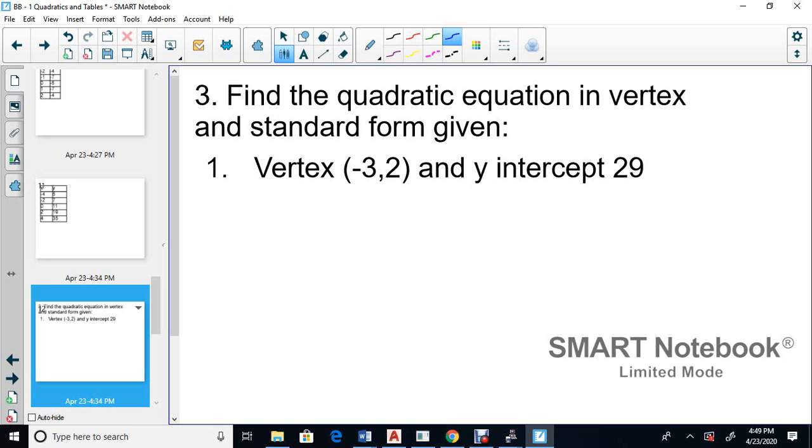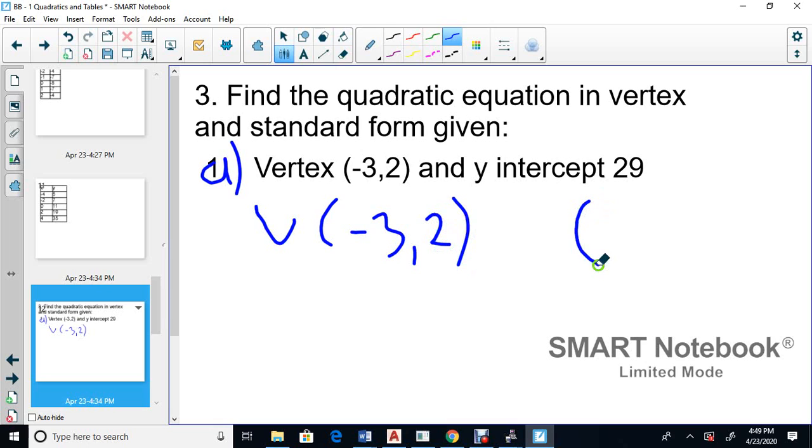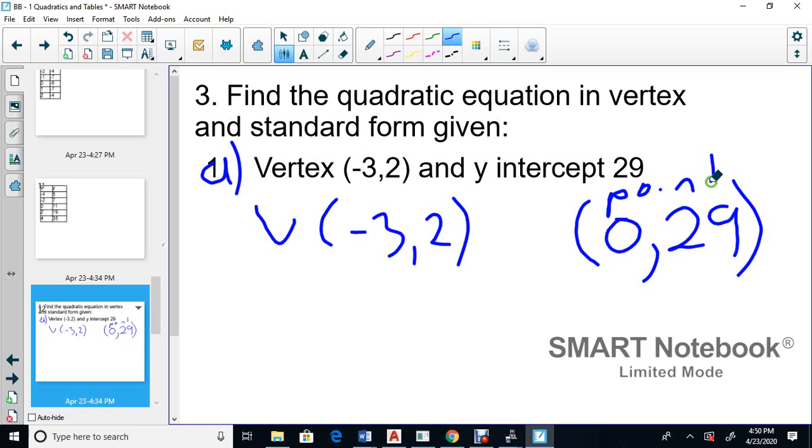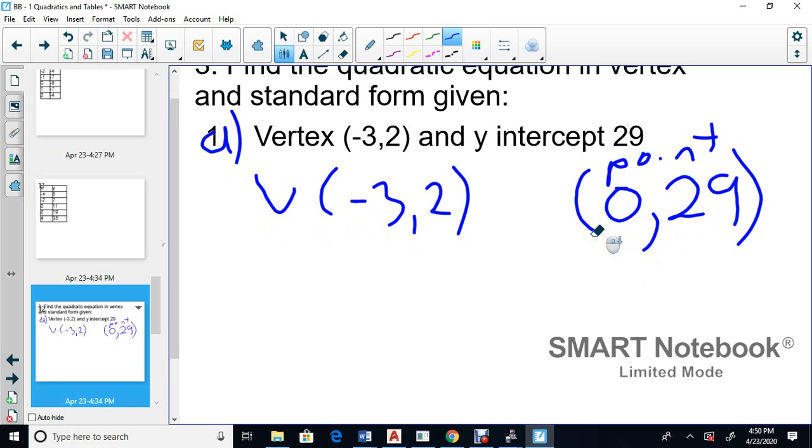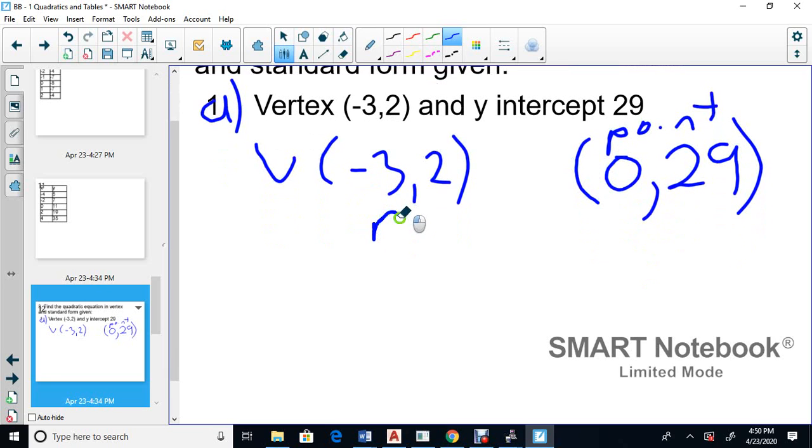So let's look at A. This is the A part here. You have the vertex, which is -3, 2, and you have an additional point. You have the y-intercept, so x is 0 and y is 29. So you have 1 point. This is just a point. So the vertex is your P and the Q.